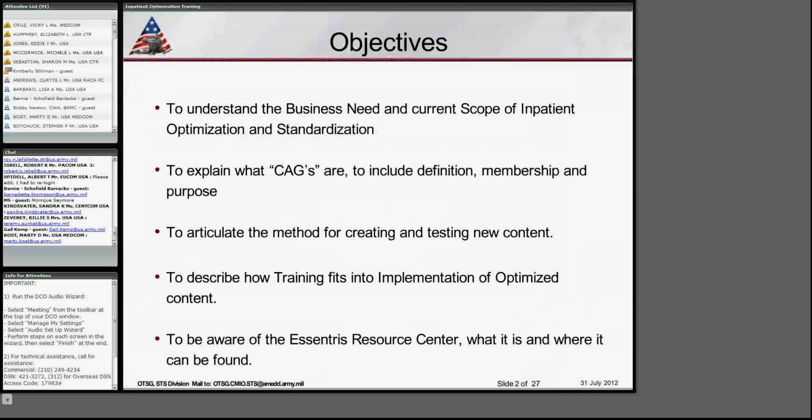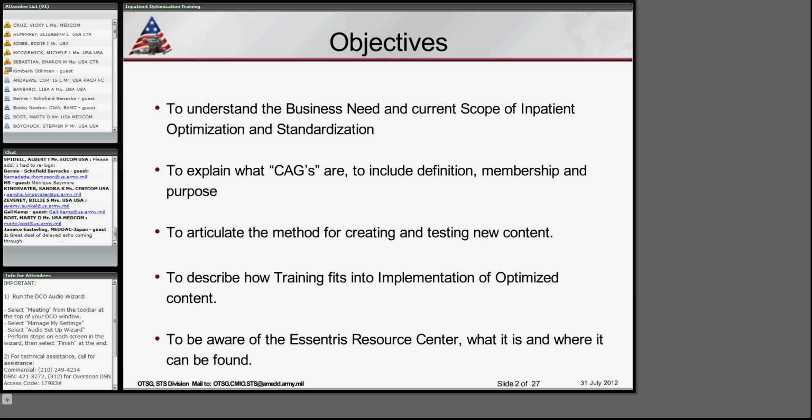Okay, cool. Sorry. So today we'll talk a little bit about the business need and scope of the inpatient optimization and standardization project. Explain what a CAG is, to include the definition, membership, what CAGs do, etc. Hopefully you've started to hear some of these terms around your Essentris folks in your inpatient facilities. We'll talk about how we are creating and testing new content, as well as how training fits into all of this.